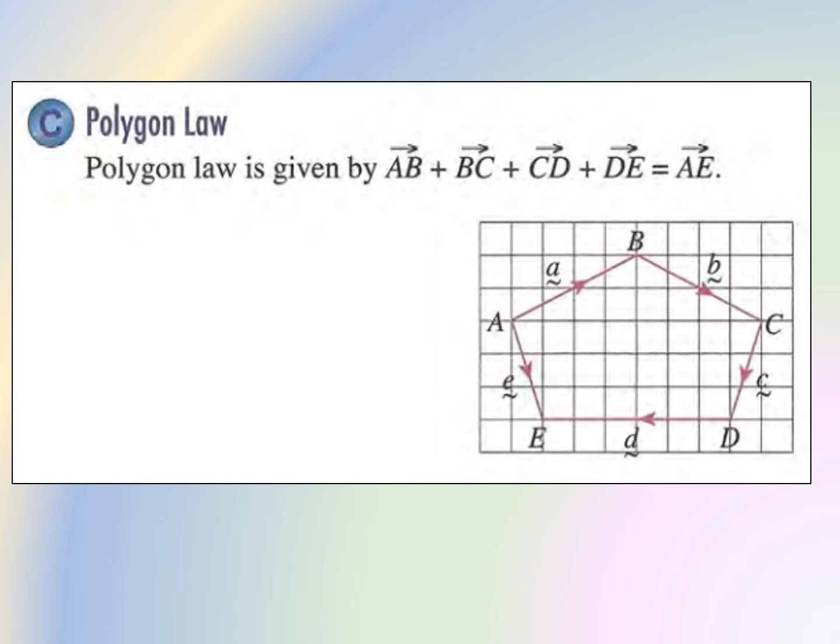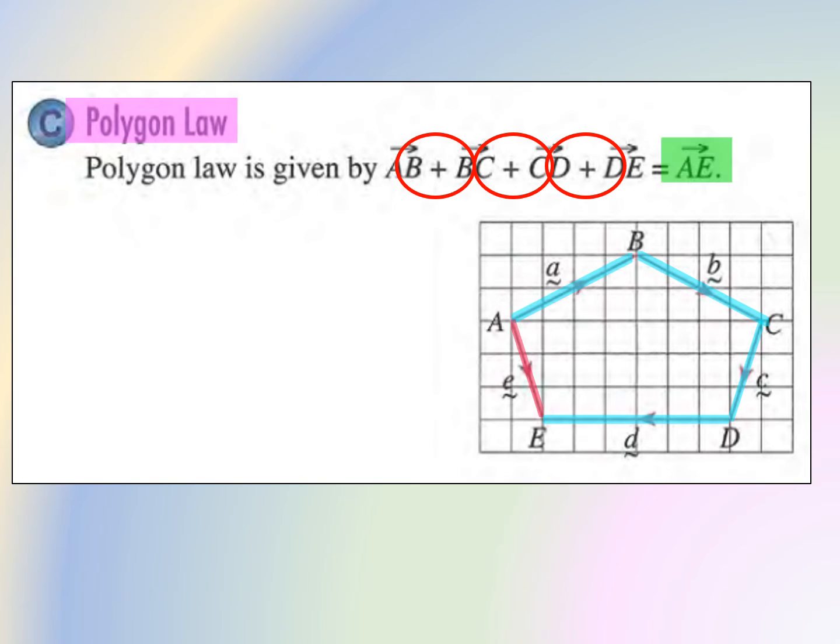Addition of a few non-parallel vectors can be shown by using the polygon law. By referring to the diagram, start from point A to point B, that is vector AB, then followed by vector BC, vector CD, and vector DE, and we obtain a resultant vector from A to E, that is vector AE. Thus, the addition of vector AB, vector BC, vector CD and vector DE will obtain vector AE.